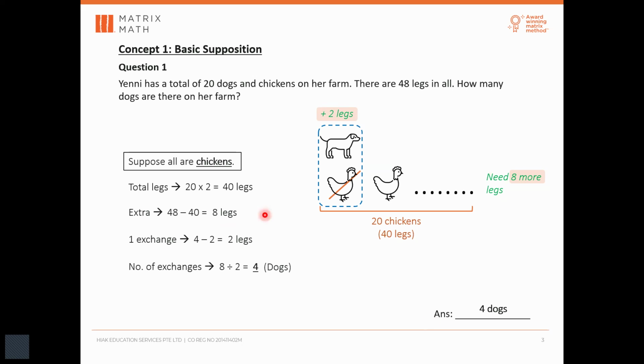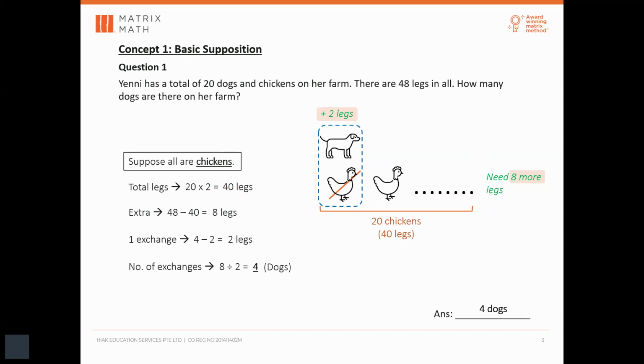Okay, good question. If we start with all dogs, what happened? Now, basically everything is flipped if you start with all dogs. Not wrong, not wrong. If you suppose all of them are dogs, then your total legs will be 20 times 4 instead. So instead of chickens here, it will become dog. And because everything is dog, you have too many legs. So 20 times 4, 80. Then your next step will be 80 minus 48. Then you have too many legs.